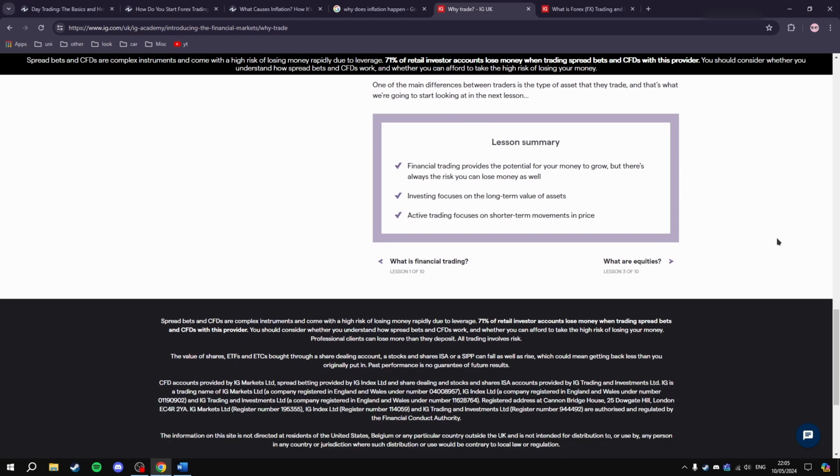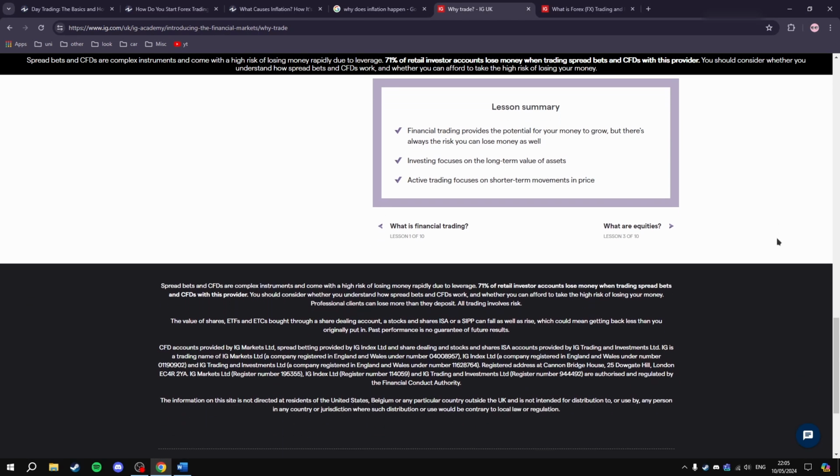One of the main differences between traders is the type of assets that they trade, and that's what we're going to start looking at in the next lesson. So, lesson summary. Financial trading provides the potential for your money to grow, but there's always a risk you can lose money as well. Investing focuses on the long-term value of assets, and active trading focuses on the short-term movements in prices.